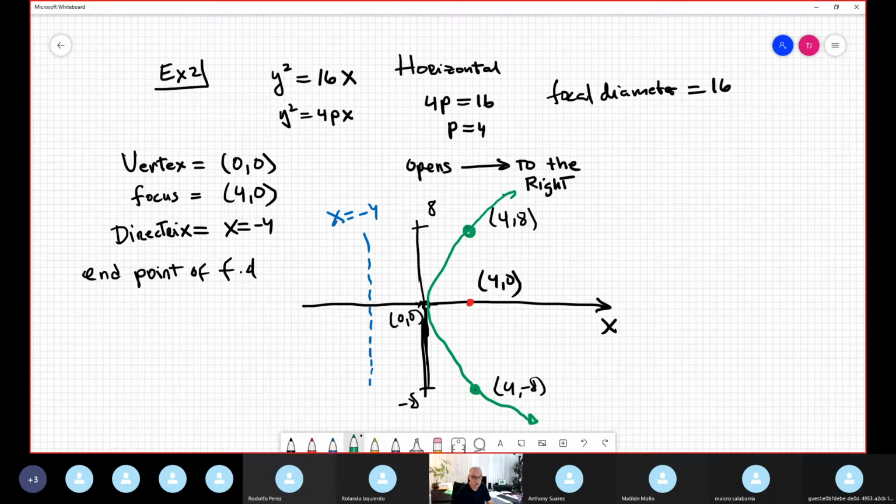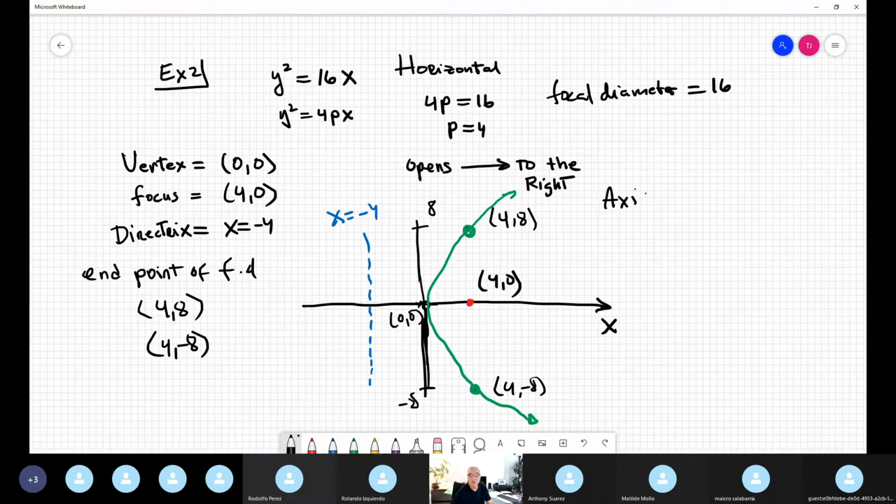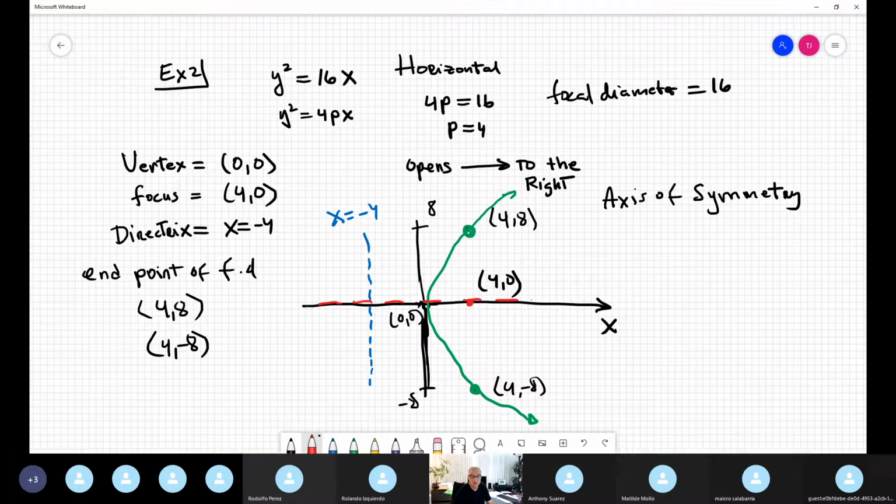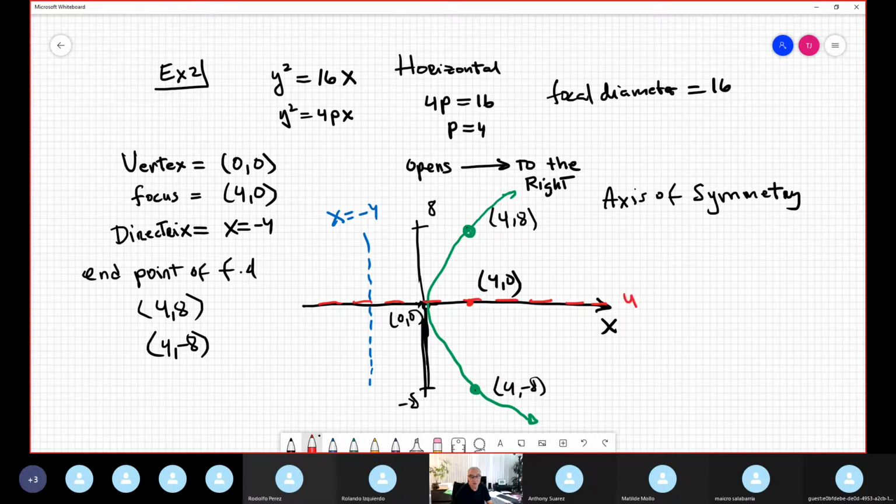So the endpoints for the focal diameter are (4, 8) and (4, -8). And what about the axis of symmetry? The axis of symmetry is the last important piece of information. Remember, it's the axis that splits the parabola into equal parts. It's obvious that the axis of symmetry is this line, and the equation for this line is y equals 0. Axis of symmetry, end of the story. Any question?